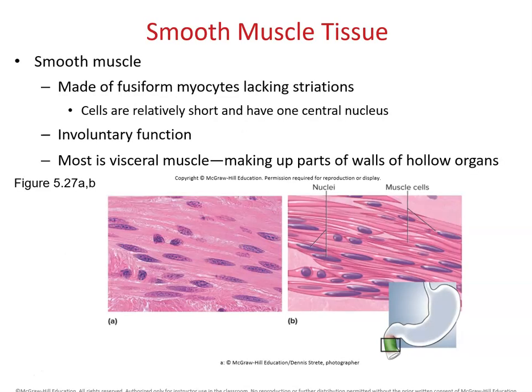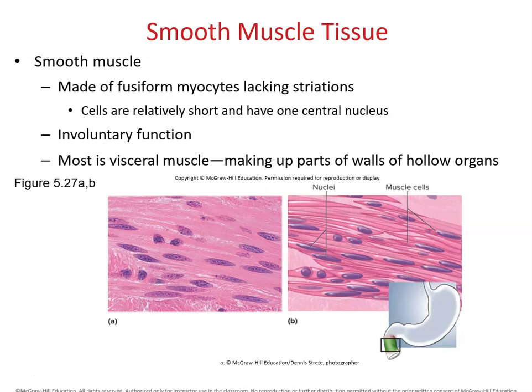And we'll wrap up this talk with smooth muscles. Smooth muscles are a little bit different shape. These are fusiform in shape. Remember that fusiform means muscle fibers taper at the end. These cells are shorter than skeletal muscles for sure. They have only one nucleus.